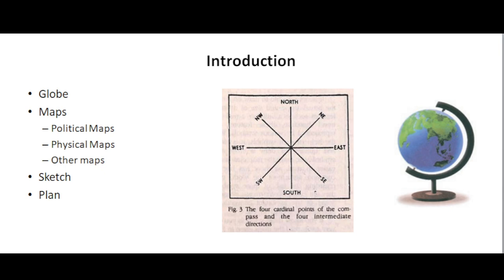However, landforms, roads, railways, towns and villages, etc. cannot be shown on a globe properly. Therefore we use maps, which are drawn on flat surfaces. A map is a representation of the Earth's surface or a part of it on a flat surface, drawn according to a scale.